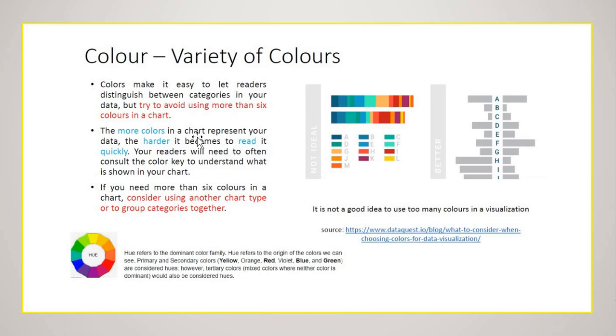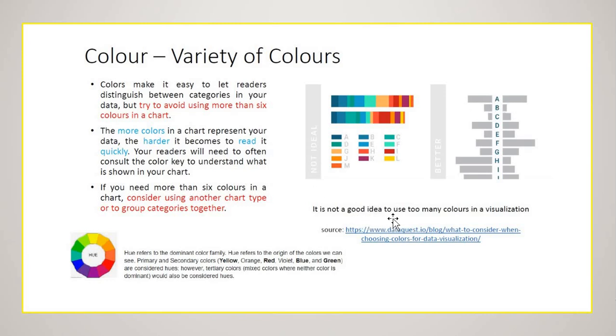Okay. So the more colours in a chart represent your data, the harder it becomes to read it quickly. Your readers will need to often consult the colour key. Kena tengok, ini betul ke colour biru ni kan? Okay, if you need more than 6 colours, consider using another chart type or to group categories together. So the one on your left not ideal, so better to use this one. Okay, contohnya nak tunjukkan perbezaan A dengan B. So better use macam ni, grey. Guna grey. Okay.